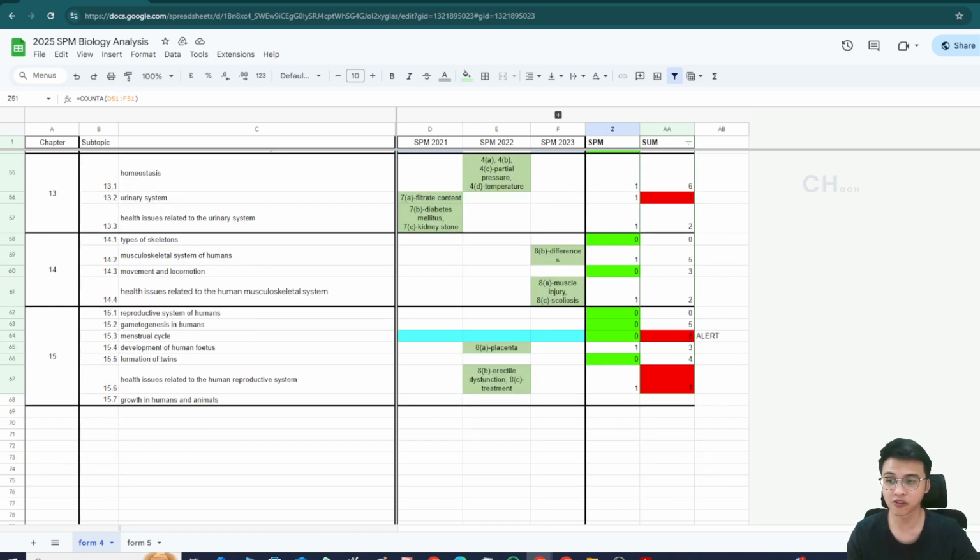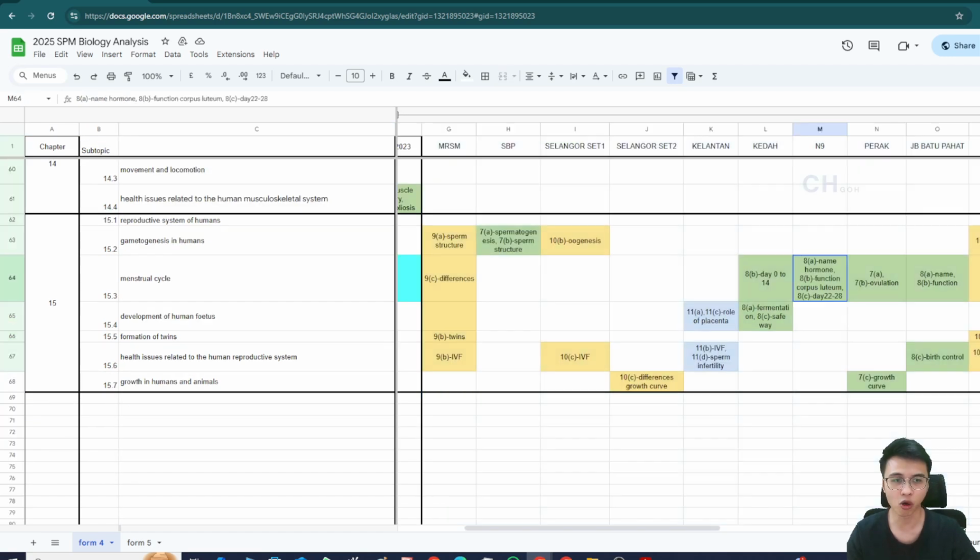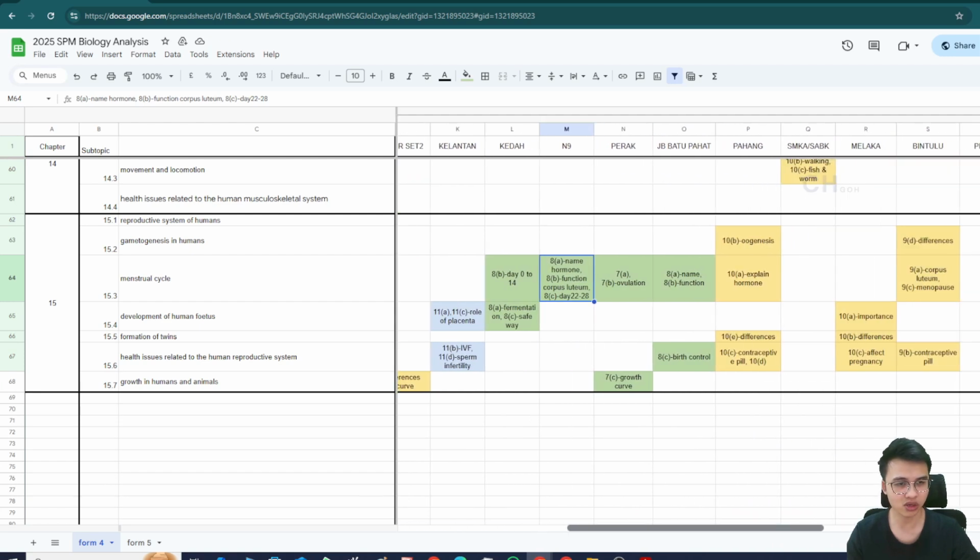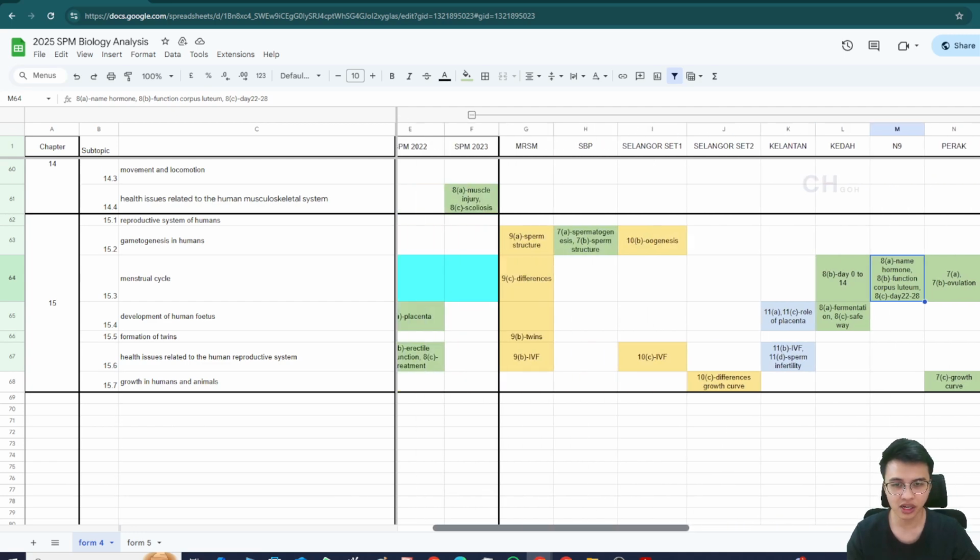We have chapter 15. Chapter 15 is reproduction. Oh my God, this is going to be a nightmare. Menstrual cycle, guys. Talking about the hormones, the functions of the corpus luteum, and then they ask you to name, function, explain the hormone, menopause, and so on. This is going to be tough.